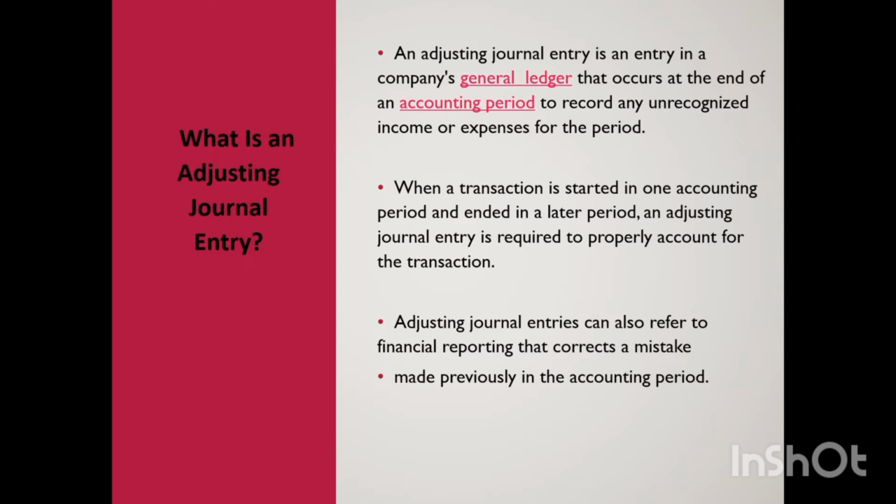Now, what is an adjusting journal entry? By definition, it is an entry in a company's journal ledger that occurs at the end of an accounting period to record any unrecognized income or taxes for the period. When a transaction is started in one accounting period and ended in a later period, an adjusting journal entry is required to properly account for the transaction. Adjusting journal entries can also refer to the financial reporting that corrects a mistake made previously in the accounting period.